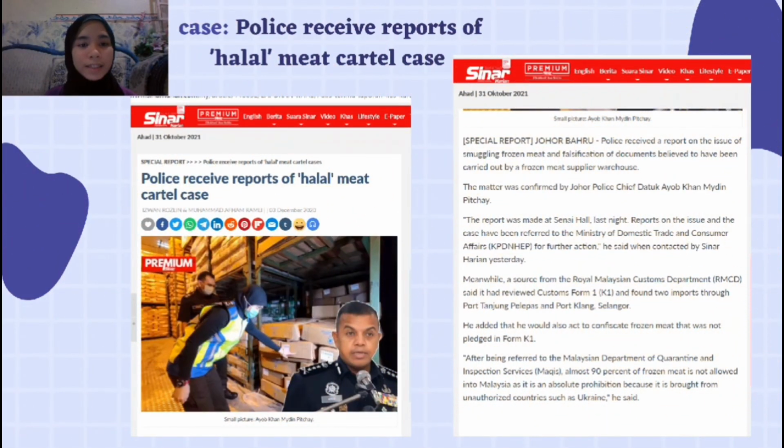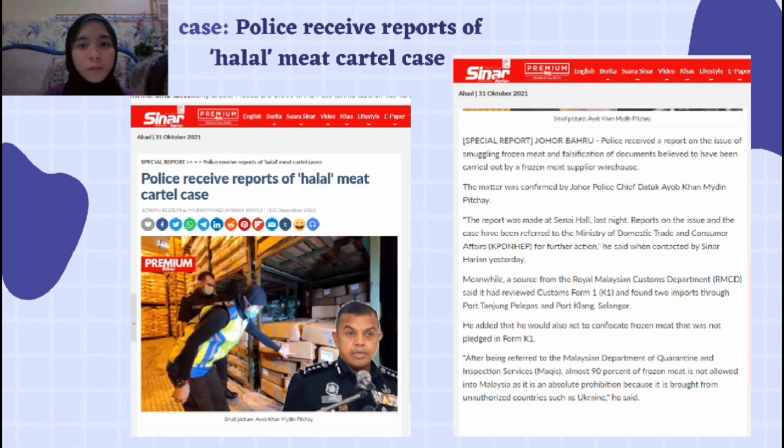The next case that I have studied is the police receiving reports of a halal meat cartel case. This happened on 2 December 2020 when police received reports on the issue of smuggling frozen meat and falsification of documents believed to have been carried out by a frozen meat supplier warehouse. Later, the reports and the case were referred to the Ministry of Domestic Trade and Consumer Affairs for further action.